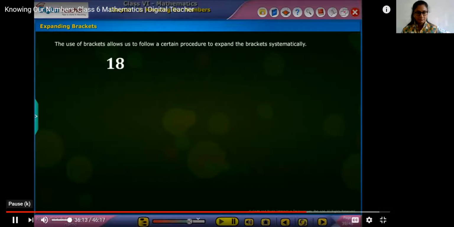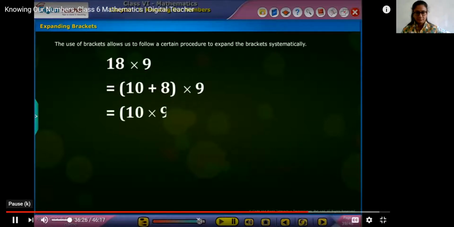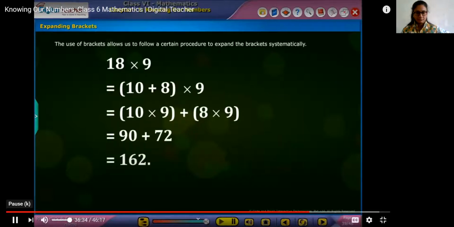Similarly, to multiply 18 and 9, we do as follows. Now write number 18 as 10 plus 8 within the braces and multiply it with 9. To remove braces for 10 plus 8, let us multiply each term with 9 using distributive law. By further solving, we get as shown on screen.